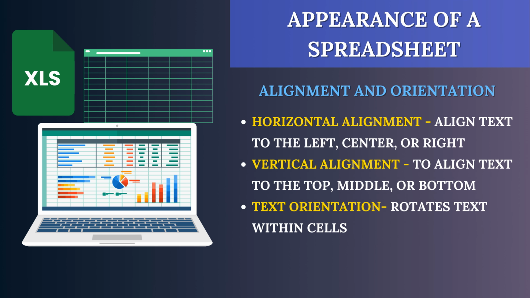Next is alignment and orientation. There are different types of alignment, such as horizontal alignment, which is used to align text to the left, center, or right within cells to improve readability and organization. Whereas vertical alignment is used to align text to the top, middle, or bottom of cells for a polished look. Text orientation rotates text within cells to fit more content or create visual interest. For instance, we can rotate column headers vertically for better space utilization.